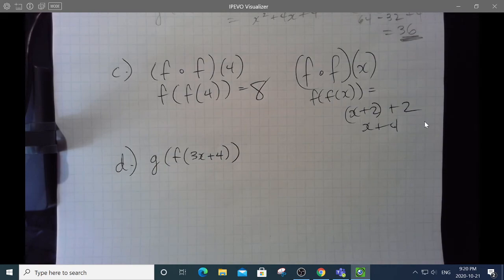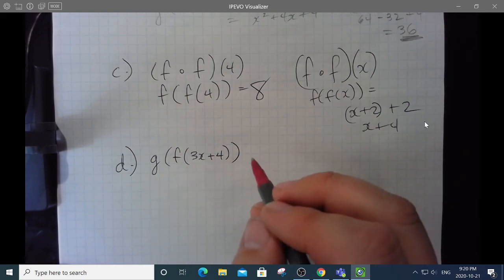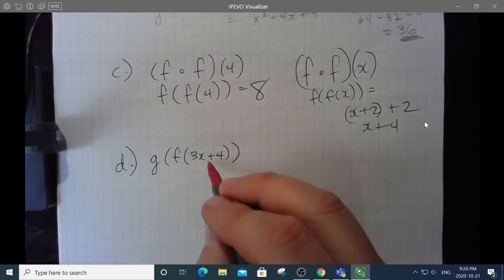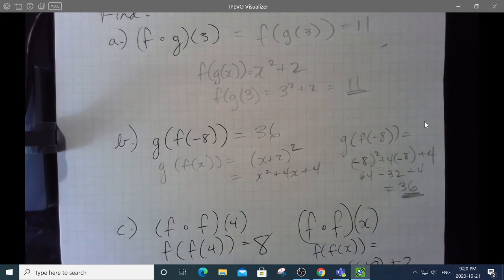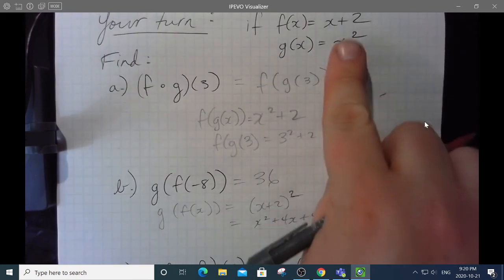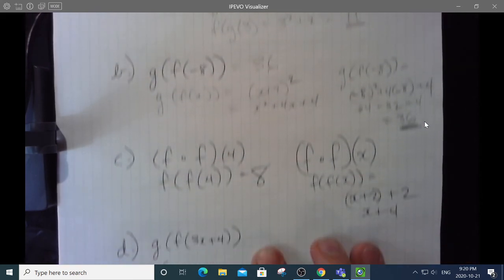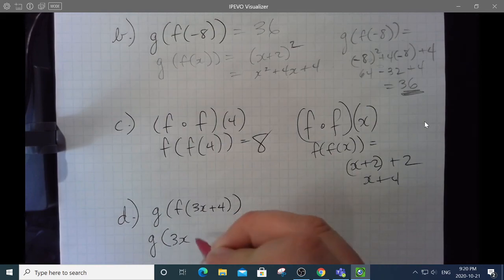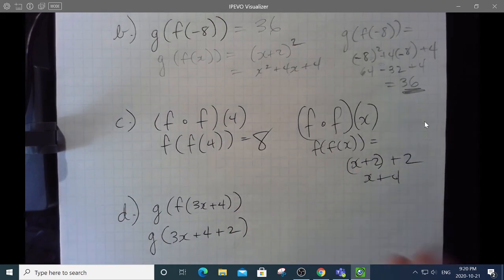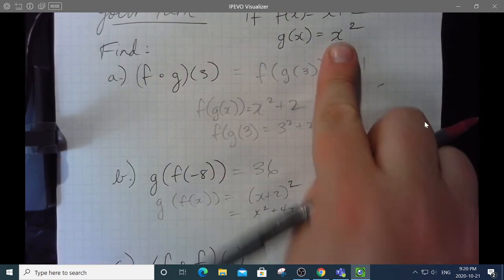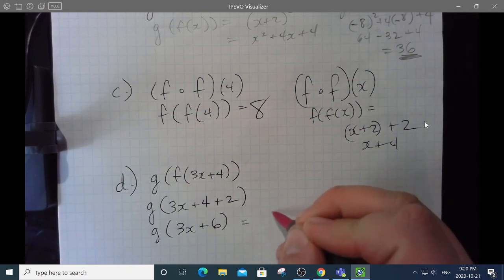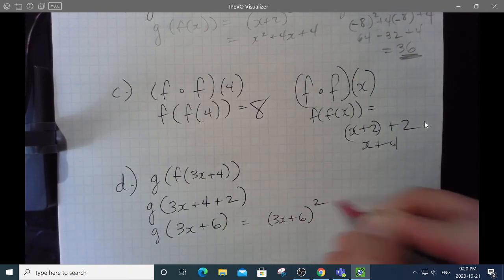Did you try it? So I want to know what g of f of 3x plus 4 is. So first of all, I need to know what f of 3x plus 4 is. So that's going to be g of, and f of 3x plus 4 means I plug 3x plus 4 into x plus 2. So that is going to be 3x plus 4 plus 2. And I might as well tidy that up a bit. That's g of 3x plus 6. And now g of 3x plus 6 means I plug 3x plus 6 into g of x. So that's going to be 3x plus 6 squared.